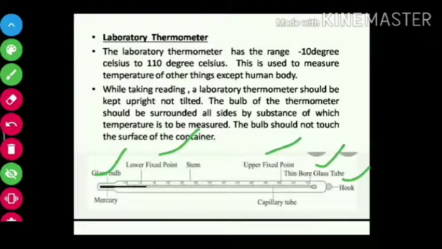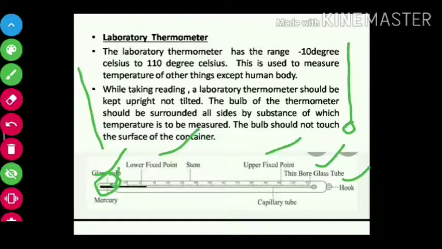While taking a reading in this laboratory thermometer, you have to keep it upright, not tilted. Upright means straight like this. Not tilted means not slanting like this. You have to keep it straight. The bulb of the thermometer should be surrounded on all sides by the substance of which the temperature is to be measured. The bulb will be downside, like here. This portion is the glass bulb, like that.